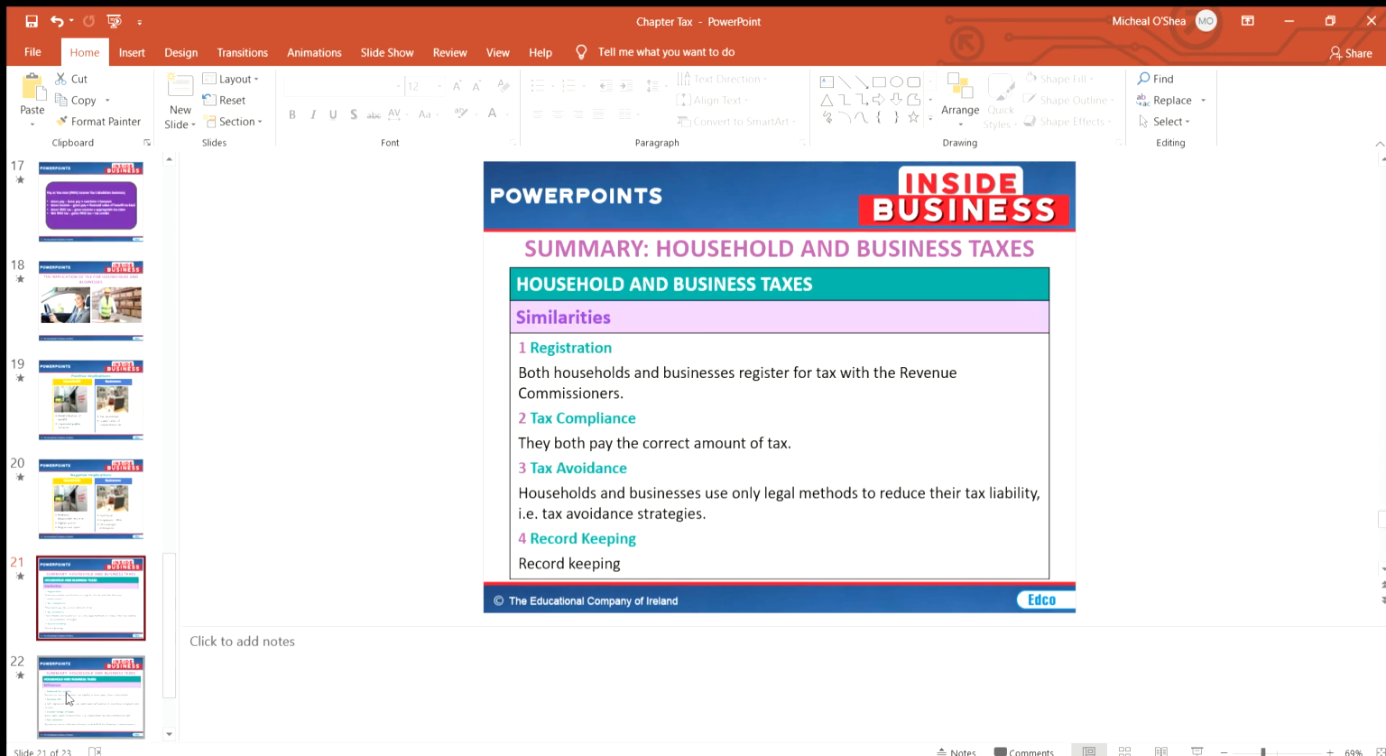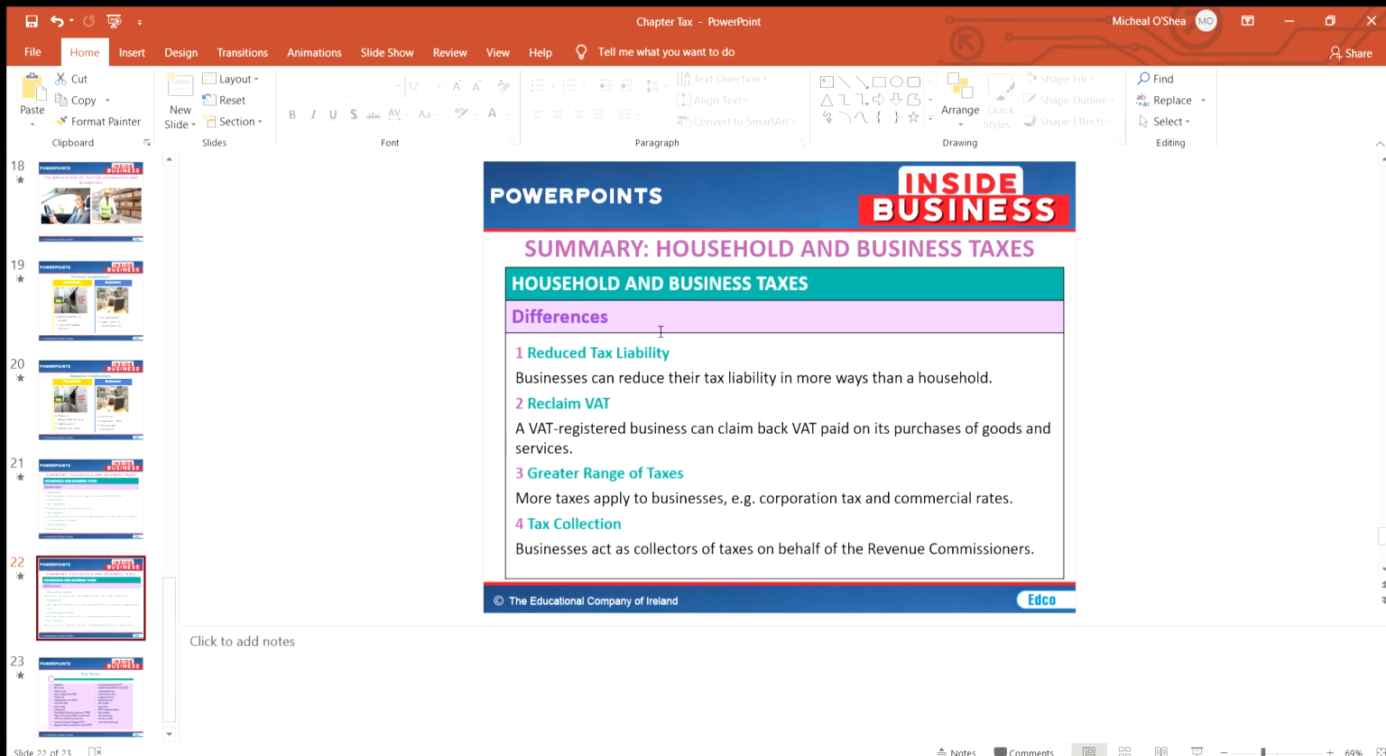Quite quickly, the last two slides. So similarities for household and business tax. Registration: everybody has to register to pay tax, whether you're an individual or a business. In your employment or when you're running your business, you have to pay tax. Tax compliance: you have to pay the correct amount of tax. Tax avoidance: you can use legal methods to reduce your tax liabilities. There are strategies out there, and as I said, simple things like paying into a pension can reduce the amount of tax you have to pay. And record keeping is advisable. Keep track of the money that you earn, keep track of the money that you're paying, and obviously the tax that you're paying too.